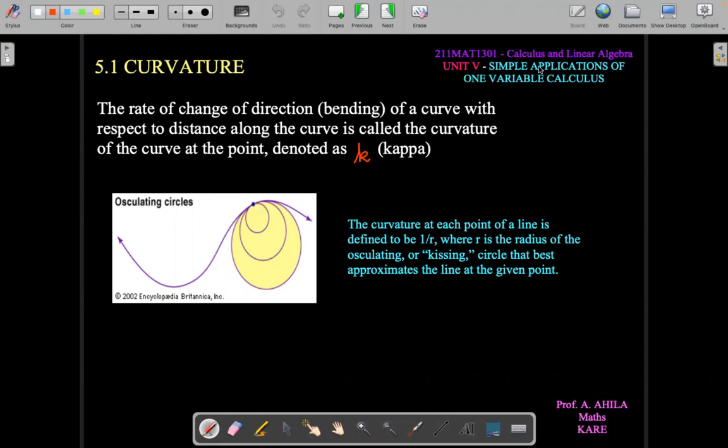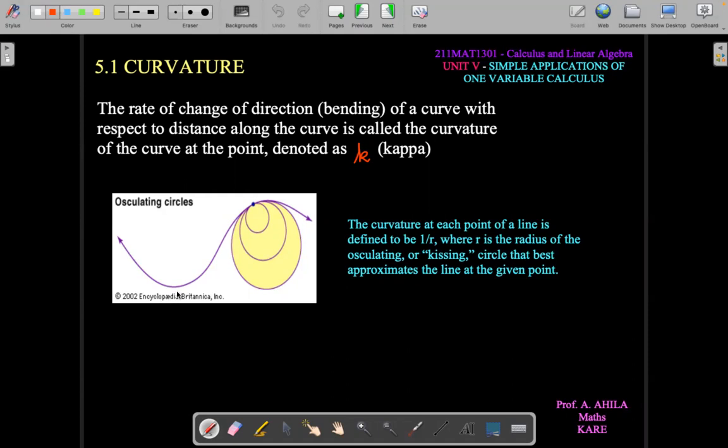Unit 5, Simple Applications of One Variable Calculus. Here 5.1, the curvature. The rate of change of direction, that is the bending of a curve with respect to distance along the curve, is called the curvature of the curve at the point. And it is denoted as kappa, the symbol.